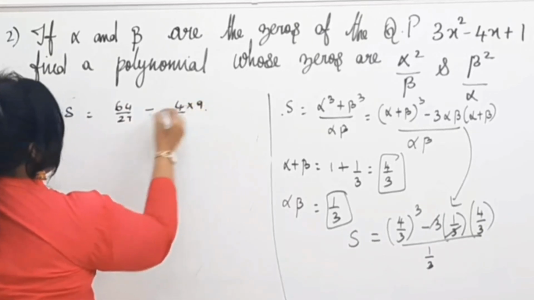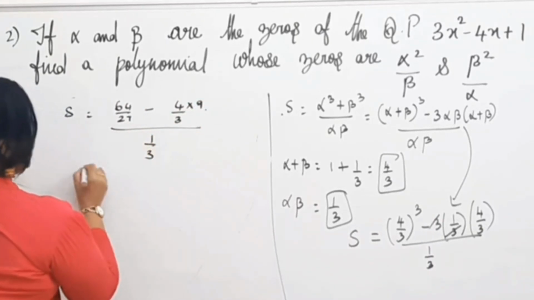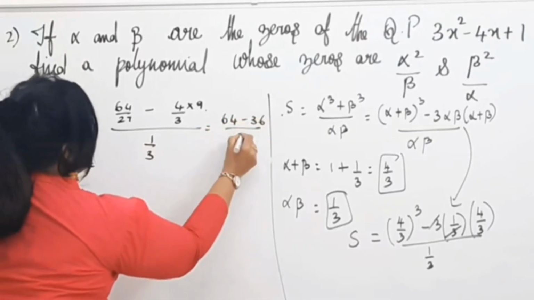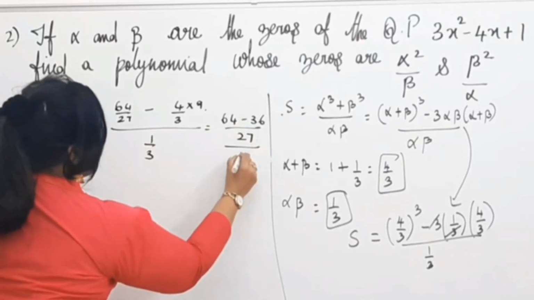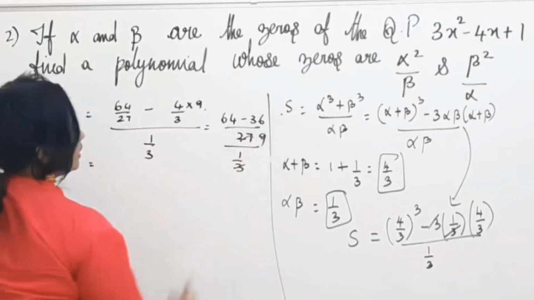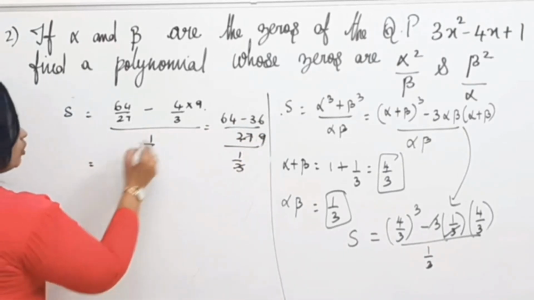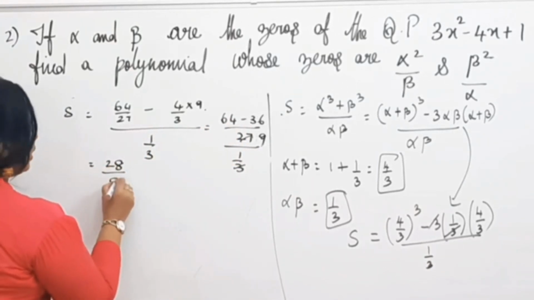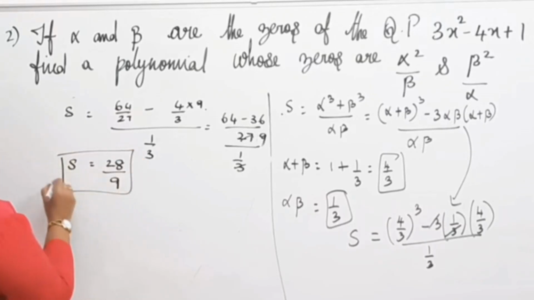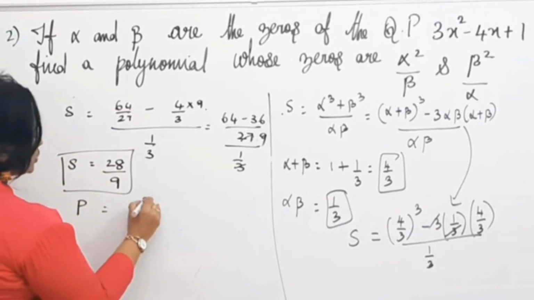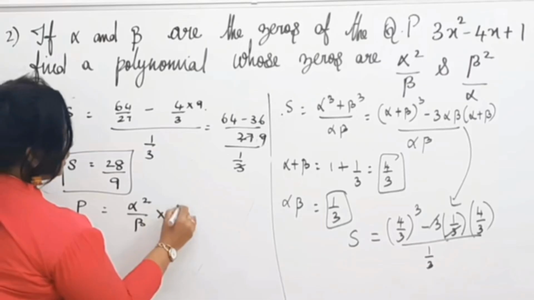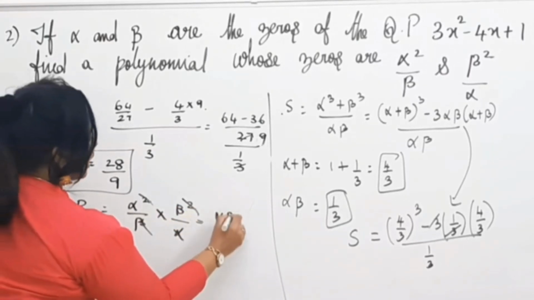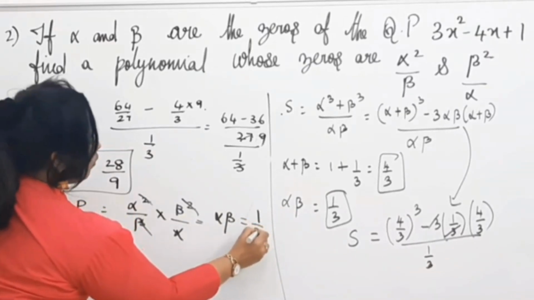So multiplying by 9 divided by 1 by 3. That's equal to 64 minus 36 divided by 27, divided by 1 by 3. The 27 gets cancelled. It's 9 times. So the top one, 64 minus 36 is 28, so 28 by 9. That is my sum. So my product is alpha squared by beta into beta squared by alpha. It gets cancelled. So that is alpha beta, which is nothing but 1 by 3.